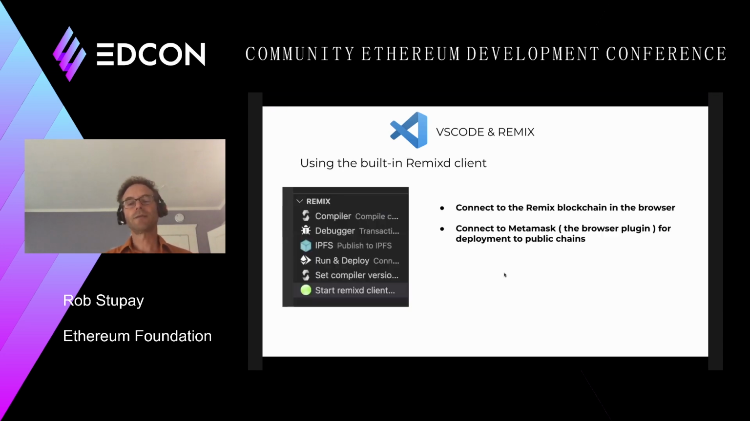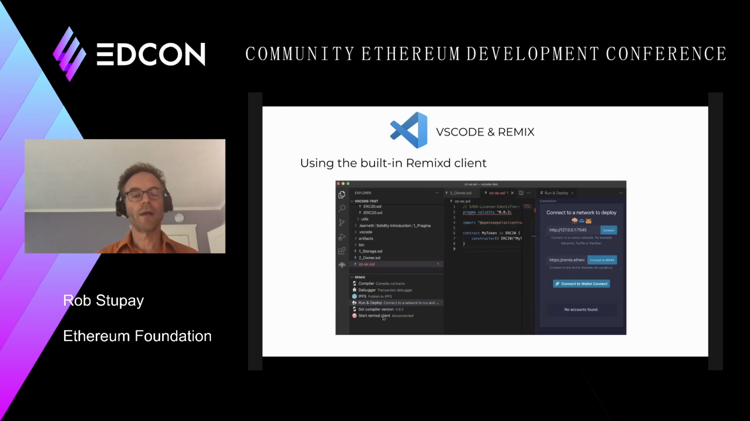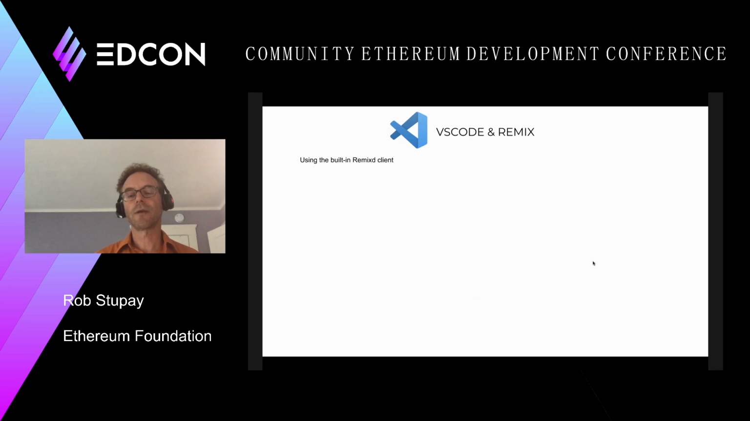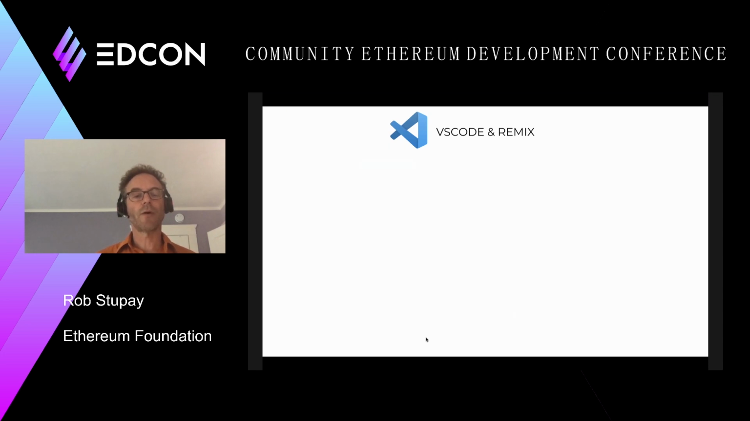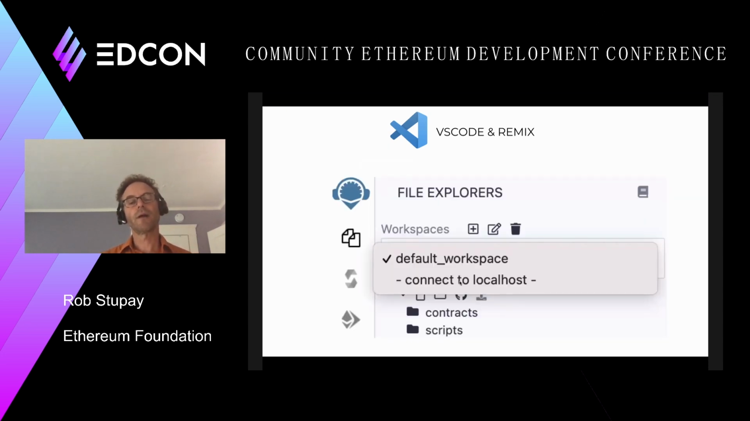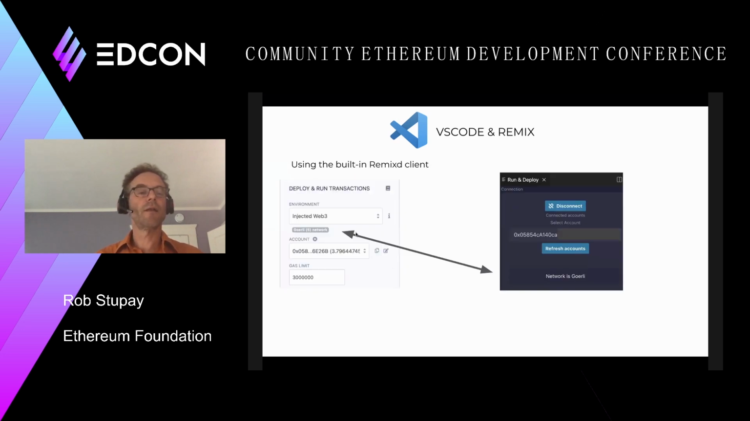And then to use the remixd client to connect to the in-browser chain, or to use MetaMask, you click either here on the side, or you connect to Remix. So you go to remix.ethereum.org and go to the file explorer and connect to the localhost, which will show you what folder you're working with on your hard drive. And then in the run and deploy tab of Remix, you select the environment, the injected Web3 environment, and whatever chain MetaMask is connected to will appear here.